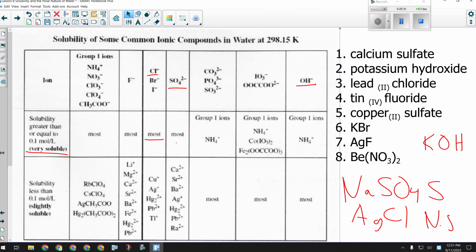Okay, try the 8 examples I have there. Just write S or NS beside them. I'll give you a few minutes. We'll do the first 2. Get as many done as you can here.